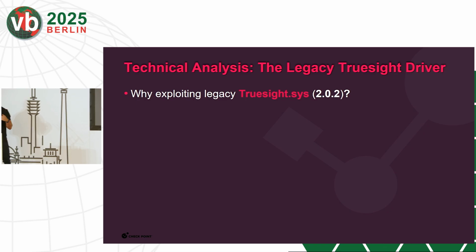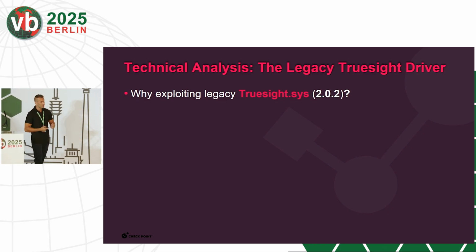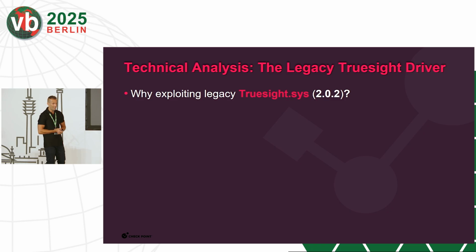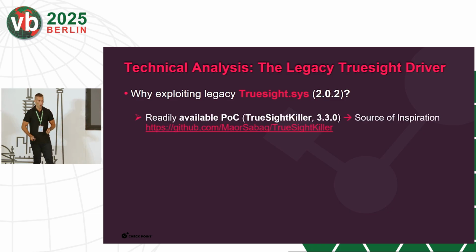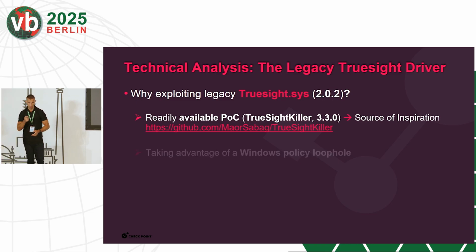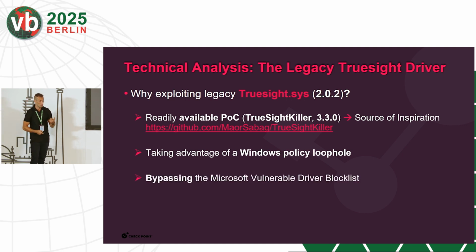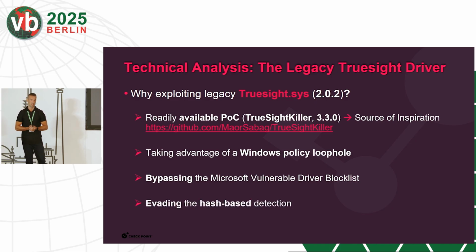Now about the legacy TrueSight driver: why were the attackers exploiting the legacy version of TrueSight? First of all, the readable, available proof of concept, TrueSight Kill, which served as a source of inspiration. Secondly, taking advantage of a Windows policy loophole. We will get to that on the next slide. And with that they bypassed the Microsoft vulnerable driver blocklist, and they evaded hash-based detection. Let's dissect each of them.